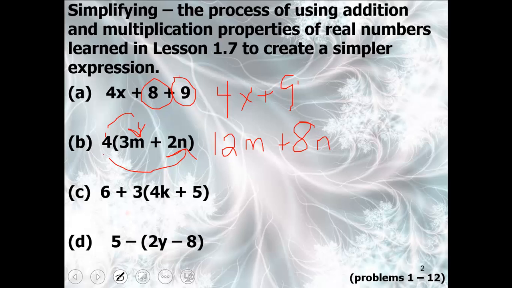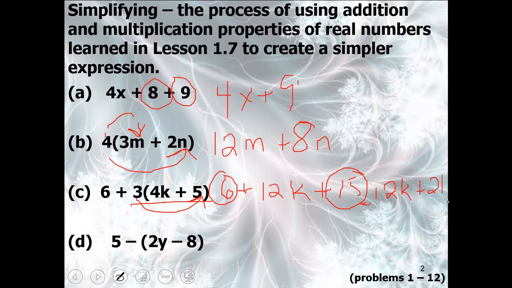On example C, why don't you try C and D on your own and see if you get it right. Come back and then watch me do it. Okay, welcome back. For C, I have to distribute this 3 across the parentheses. So I'm going to keep my 6, and then I have 12k plus 15. Don't forget to take that 3 times the 5 as well. Now I have a 15 and a 6. Those are like things, so I can add them together. So I get 12k plus 21.